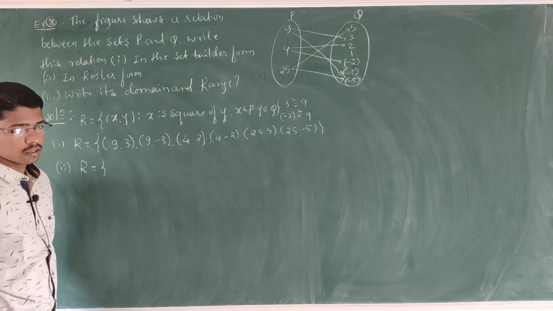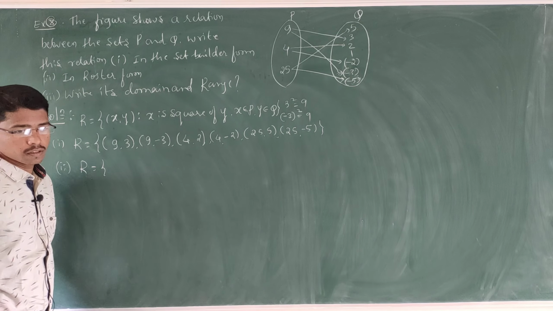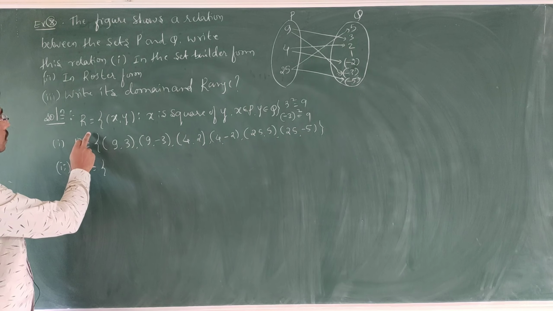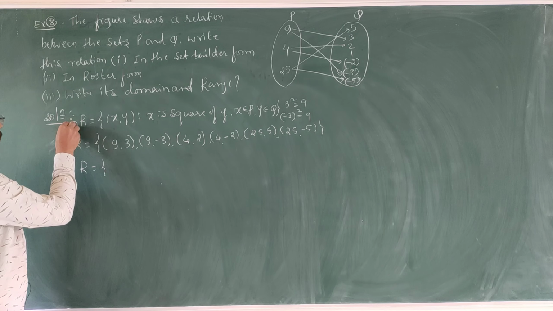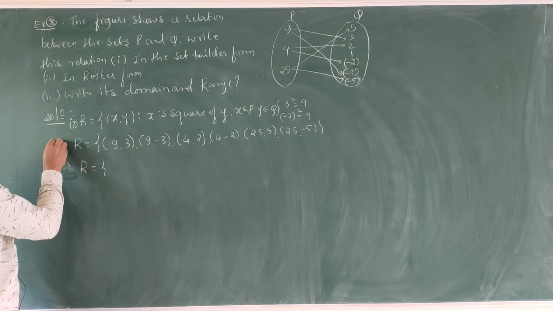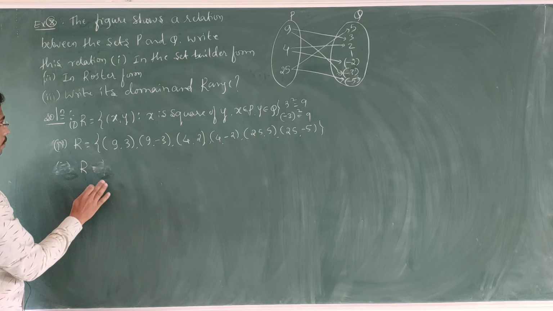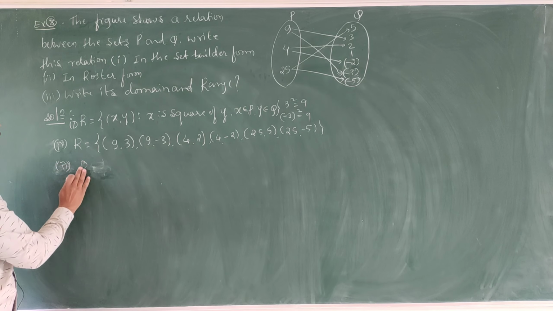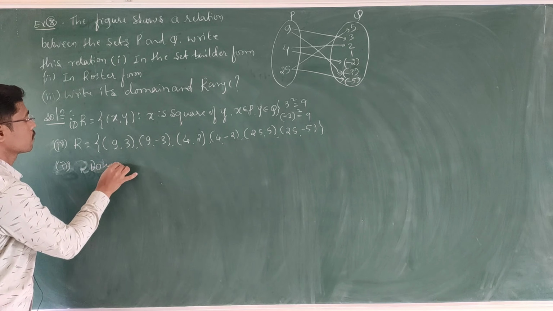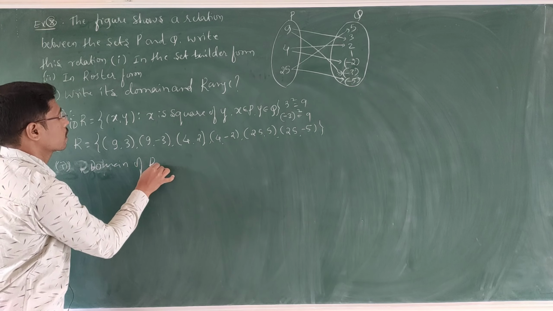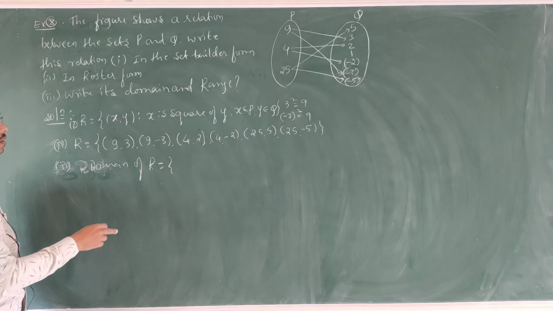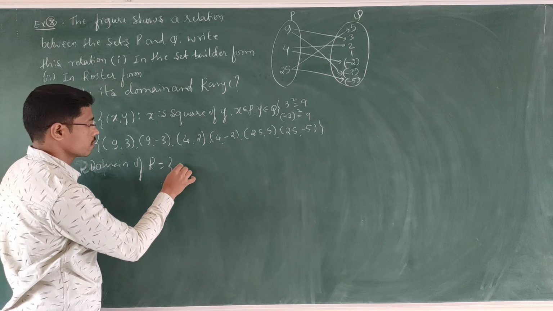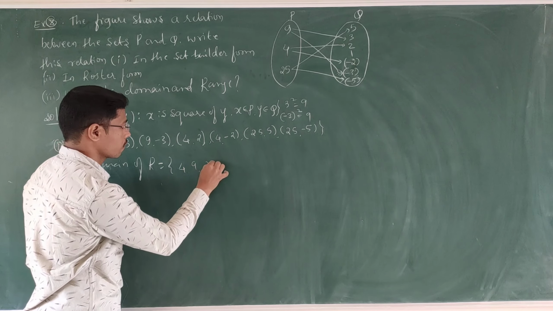A relation in the roster form. This is the first one, set builder form. This is roster form, set builder form, roster form, and third is domain of R. See, first elements 9, 4, 25. This is the domain: 4, 9, 25.